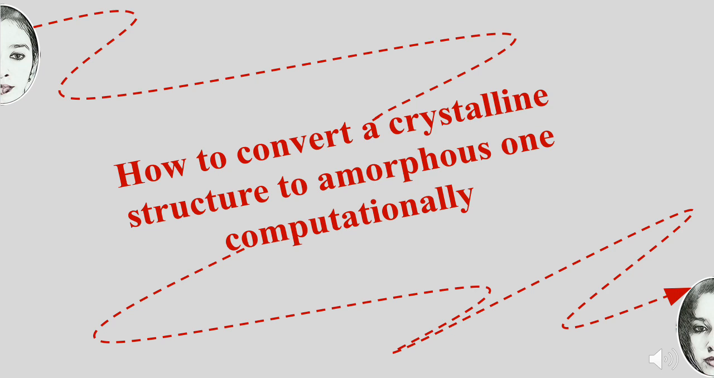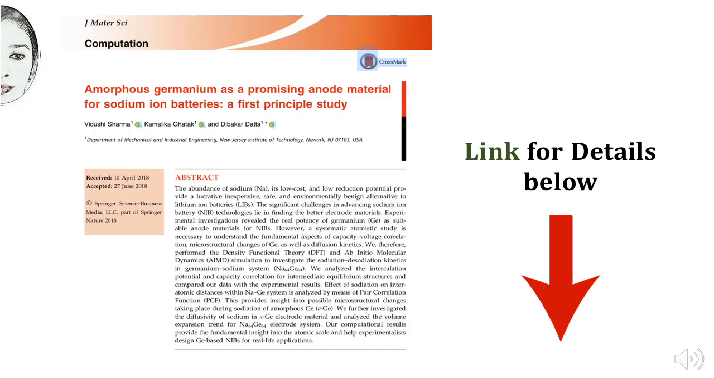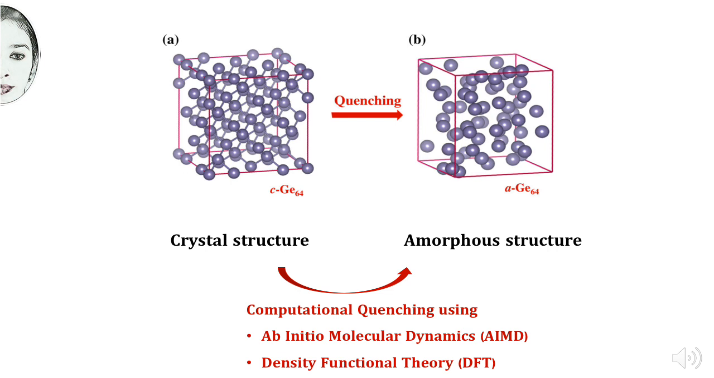Hi, if you're a beginner in computational chemistry and want to do computational simulations such as density functional theory, aka DFT, and AIMD on amorphous structures, this video is for you. Today I'm briefing on how to convert a crystal structure to amorphous computationally. I'm going to use an example of germanium from my publication, a link for which is given in the description section below.